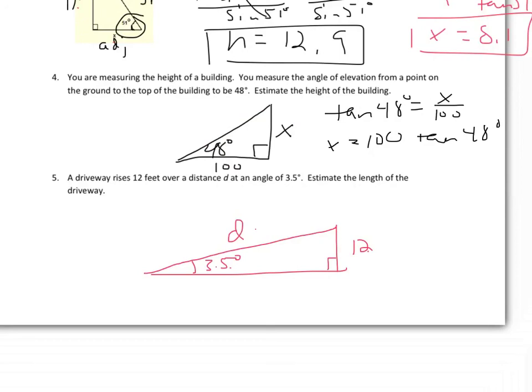So remember, opposite over hypotenuse is sine. So sine of 3.5 degrees equals 12 over d. Multiply both sides by d, divide by sine of 3.5, and you're going to get d equals 12 over sine of 3.5 degrees, which you could type in your calculator and get an answer.